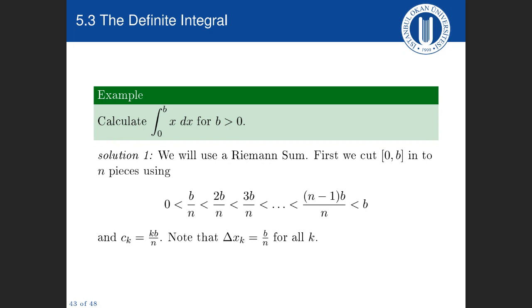So I'm going to be doing my cuts at b over n, at 2b over n, at 3b over n, etc. And I'm going to choose c_k on the right-hand side of each one of these little sub-intervals. Why? Just because it makes the calculation easy. The width of all of these little intervals is always going to be b over n. They all have the same width.